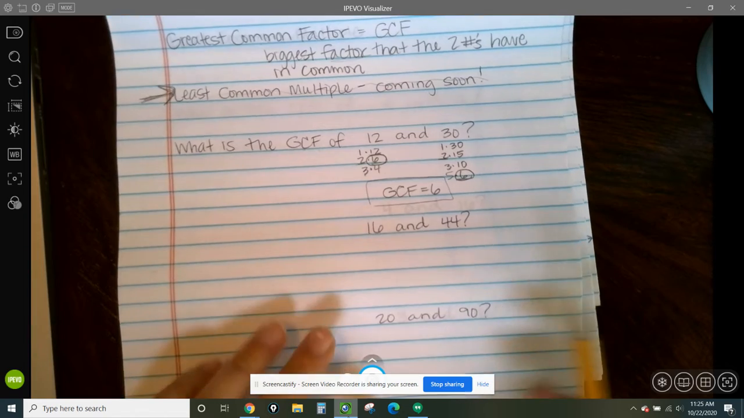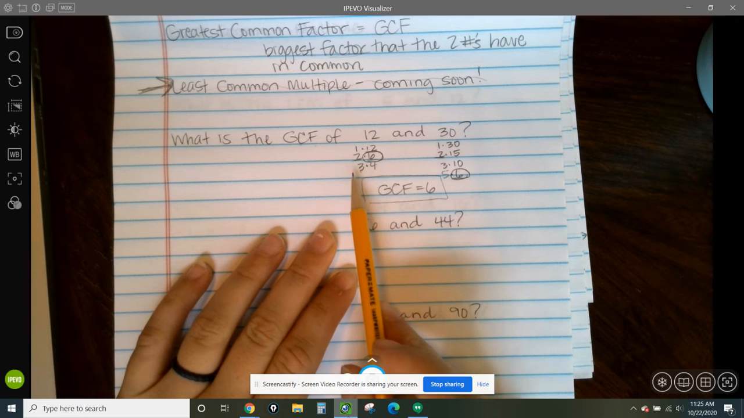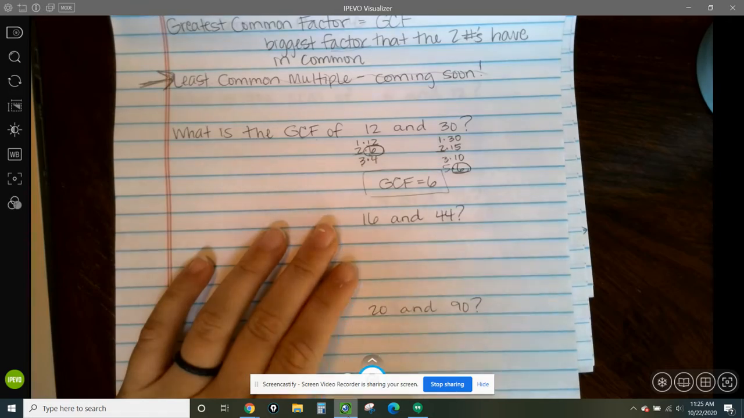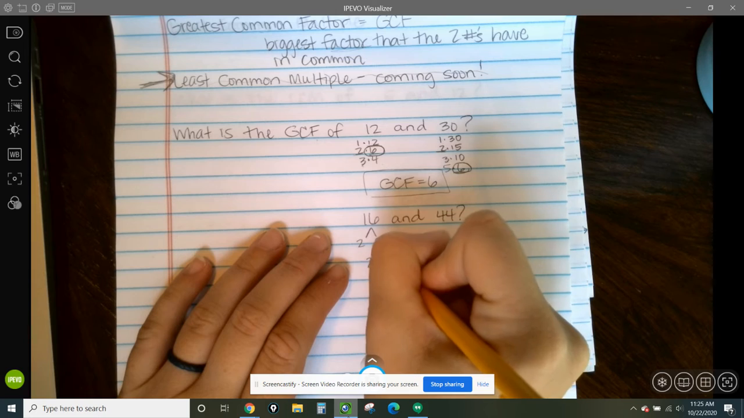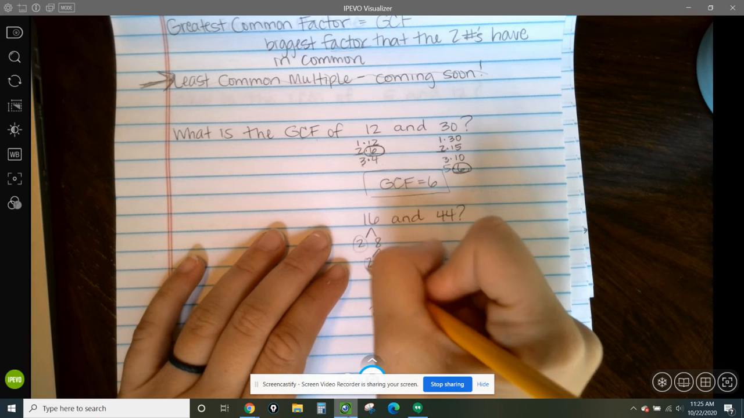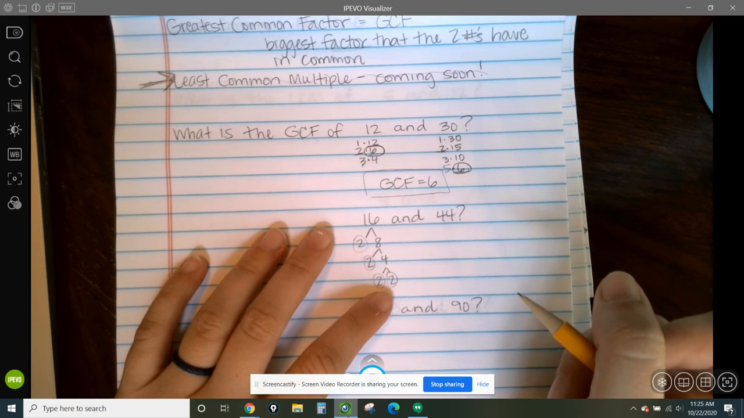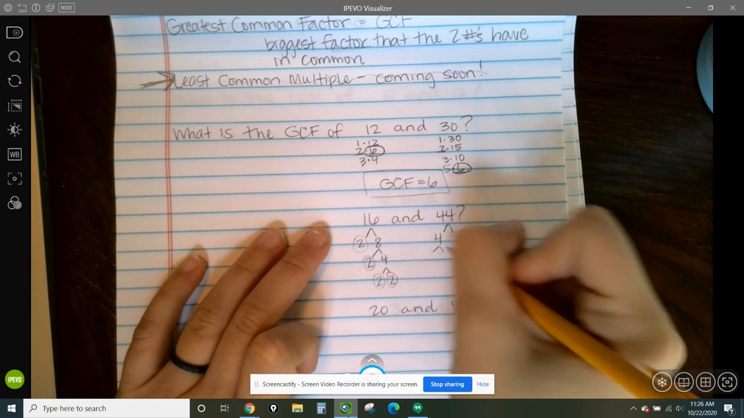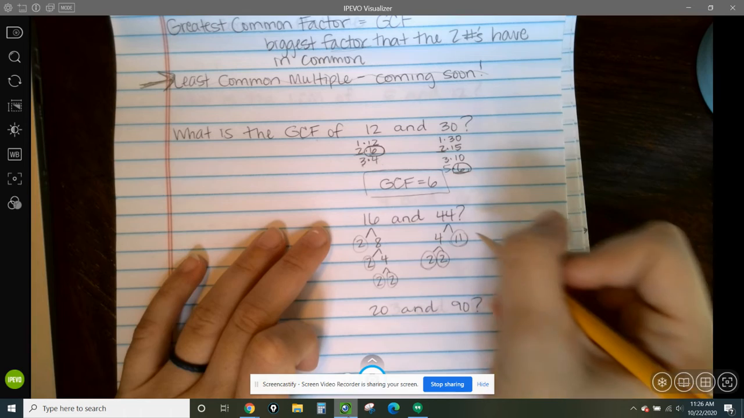Okay, 16 and 44. This one I'm going to show you how to do with a factor tree, and then you can pick which method you like. I don't care if you list out the factors or if you do a factor tree. So 16. 16 is 2 times 8. 8 is 2 times 4. And 4 is 2 times 2. So my factor tree is right here. There's all my prime factors. I had 2 times 2 times 2 times 2. 44 is 4 times 11. And 4 is 2 times 2, with the 2's being prime, and also 11's prime.